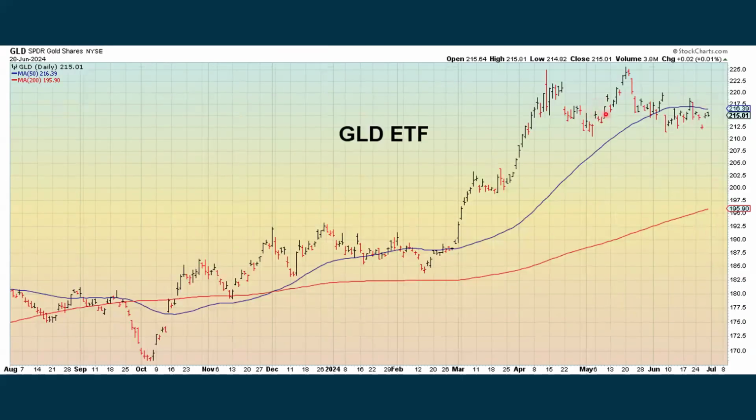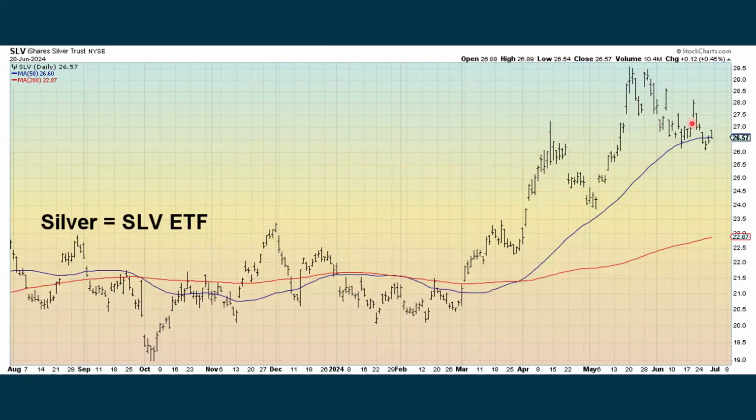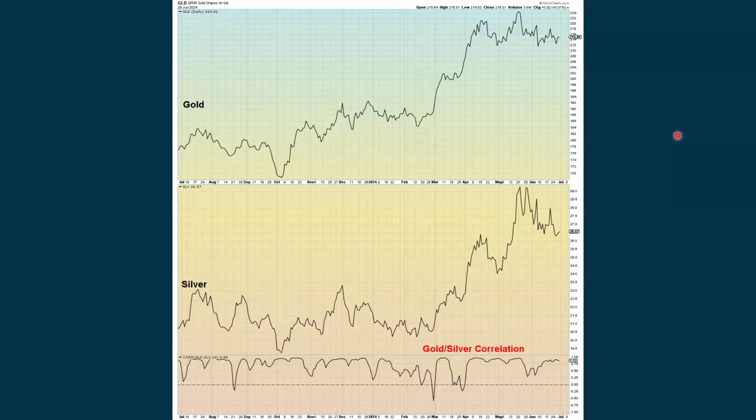Here's where gold has just been chopping sideways lately, actually dropping below its 50-day moving average. Silver, also right about at its 50-day moving average, after seeing a really nice run up, has lately been pulling back. Then I look at the closing price for gold on top, closing price for silver in the middle, and take a correlation measure down below.